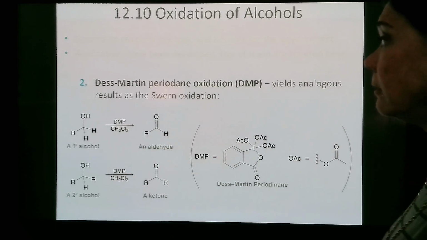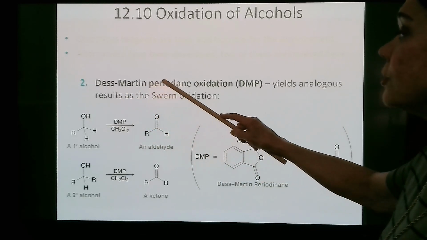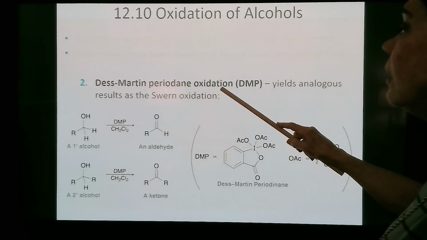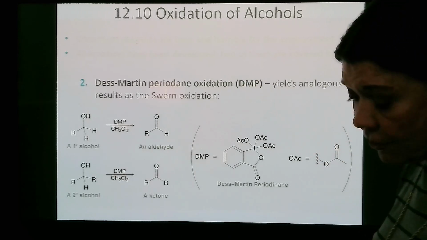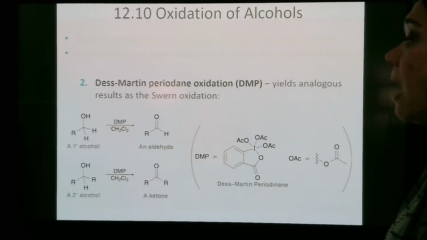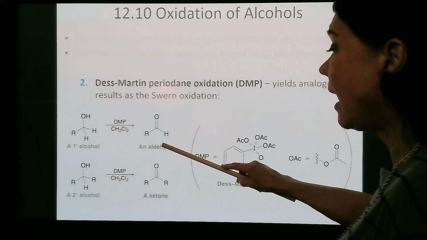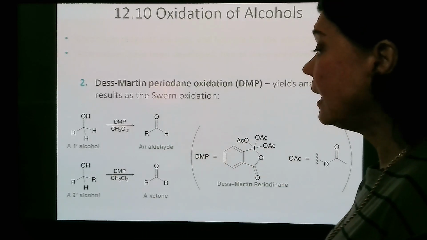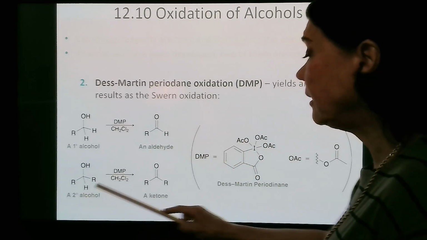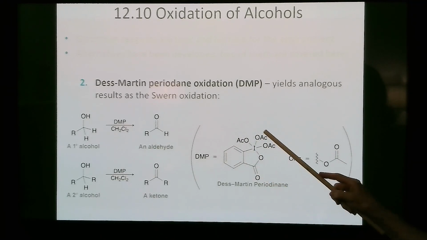Another very mild oxidation of alcohols is the Dess-Martin periodinane oxidation, abbreviated DMP. And it's a very mild oxidation, and so once again it converts a primary alcohol to the aldehyde. It stops and does not go on to the carboxylic acid. It also will convert a secondary alcohol to a ketone. And here is the reagent.